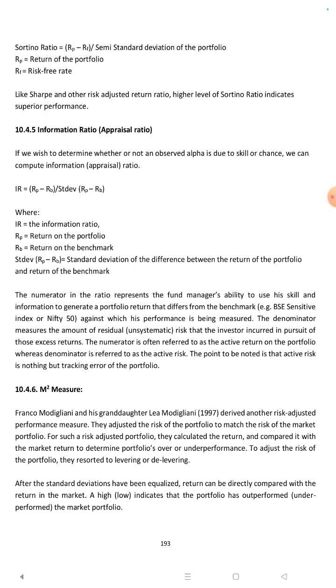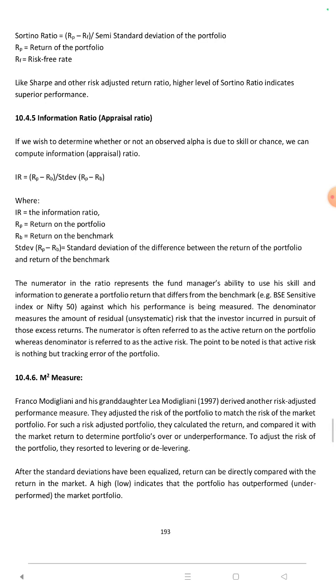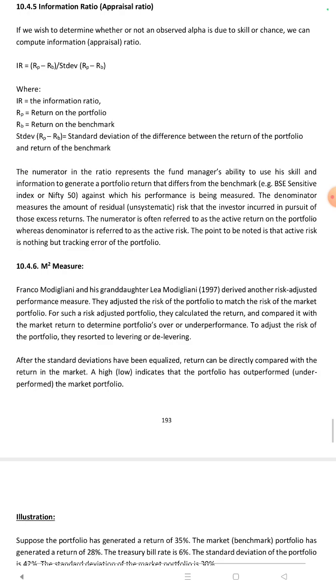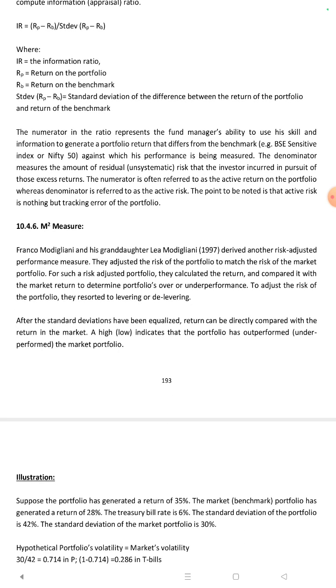Information ratio, which is also called the appraisal ratio. If we wish to determine whether or not an observed alpha is due to skill or chance, we can compute the information ratio. IR is equal to (RP minus RB) divided by the standard deviation of (RP minus RB), where RP is the return on the portfolio and RB is the return on the benchmark. The denominator is the standard deviation of the difference between the return of the portfolio and the return of the benchmark.